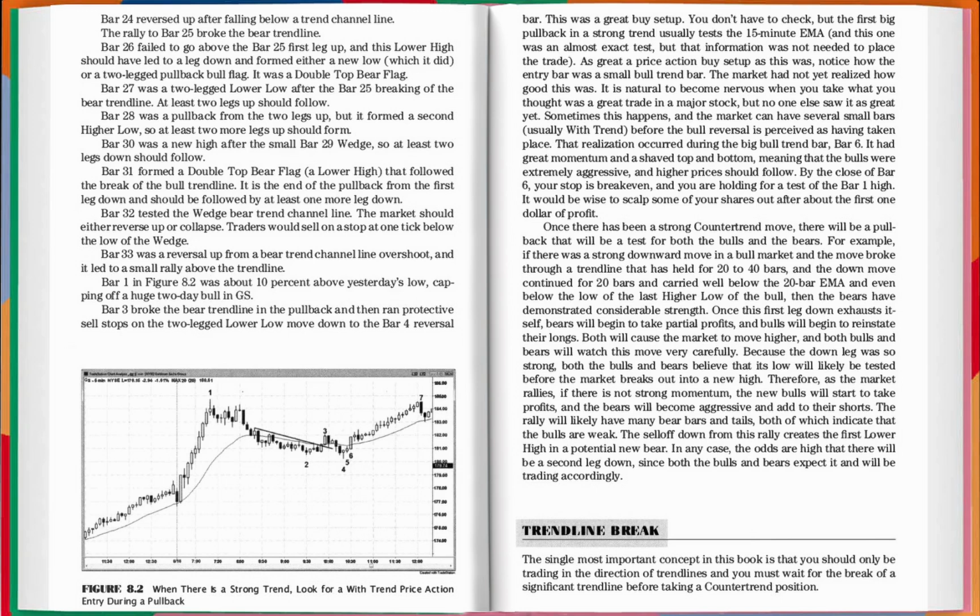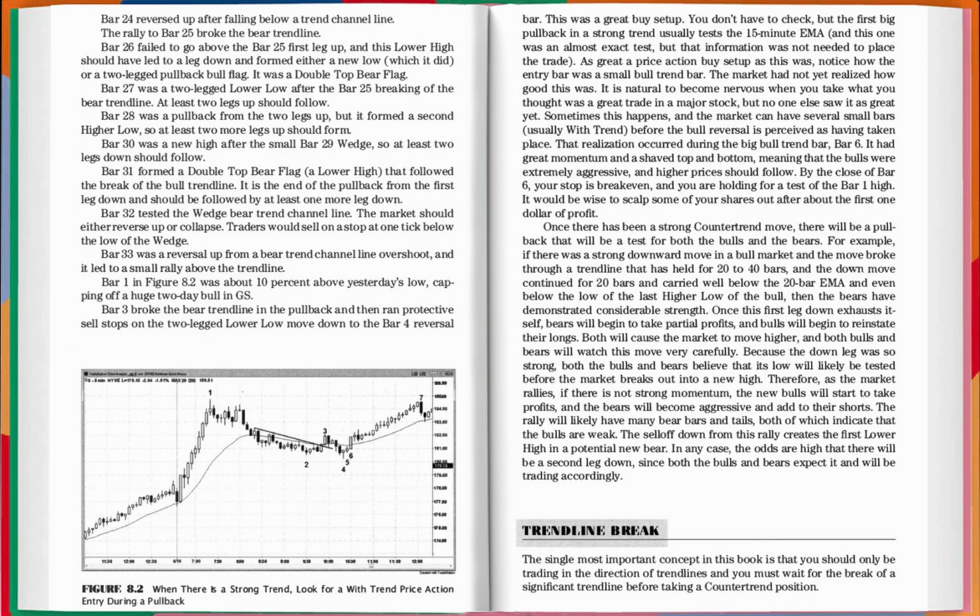It is natural to become nervous when you take what you thought was a great trade in a major stock, but no one else saw it as great yet. Sometimes this happens, and the market can have several small bars, usually with trend, before the bull reversal is perceived as having taken place. That realization occurred during the big bull trend bar, bar 6.